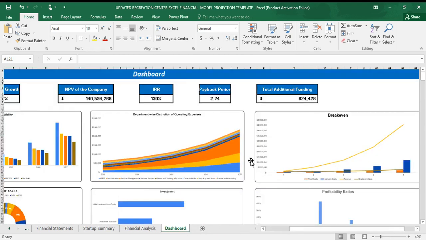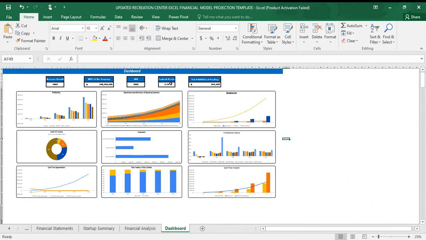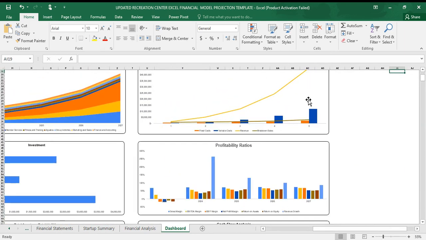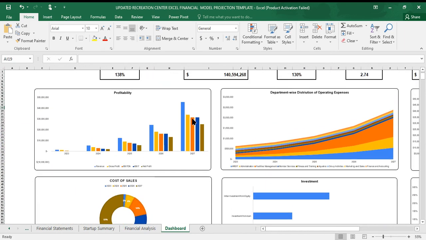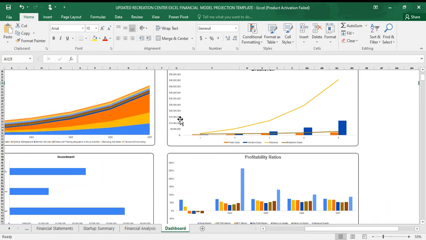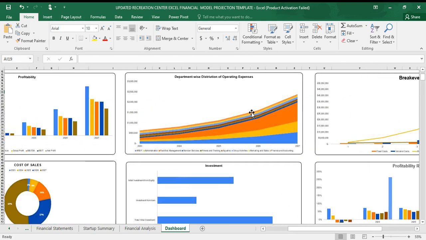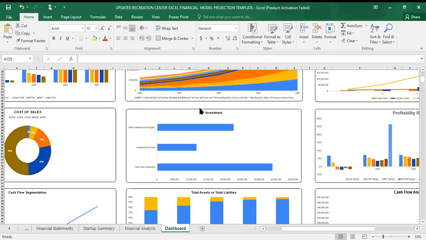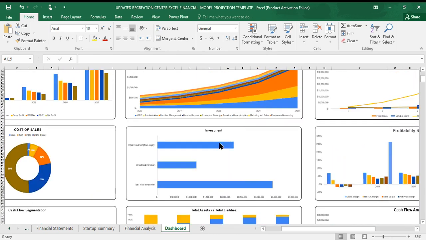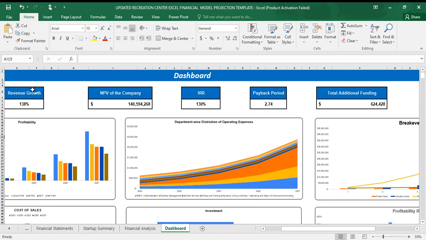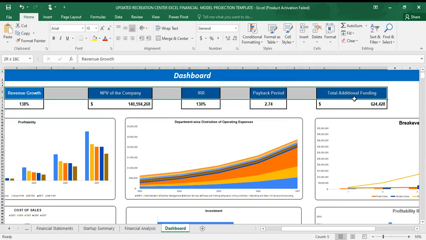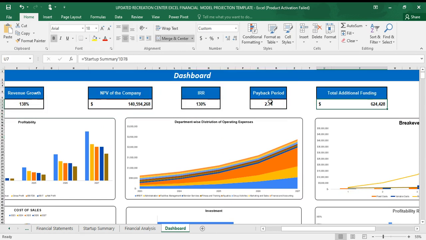The last sheet is the dashboard. Here we have included graphs to represent the major financials of the business that we have calculated in the previous sheets. Now this includes your profitability in dollars, profitability in ratios, we have break-even sales graph, then we have department-wise distribution of operating expenses, your total assets versus total liabilities, and much more. We have also included a scorecard to highlight the major financials of the business.